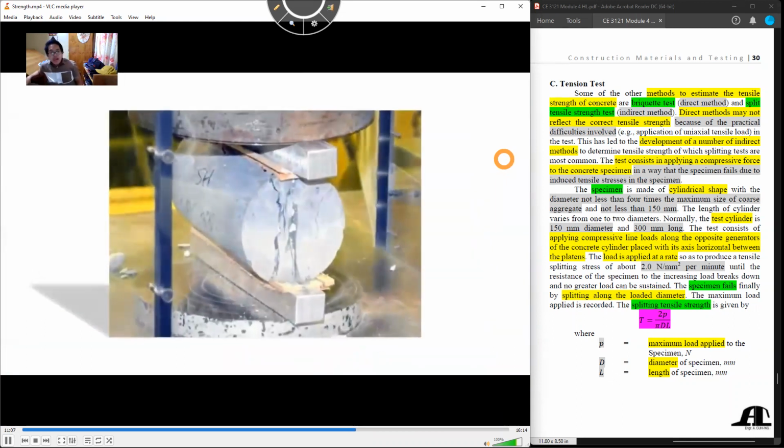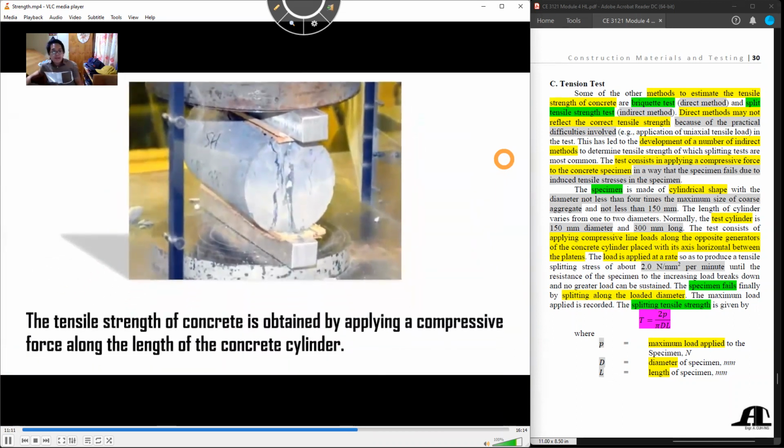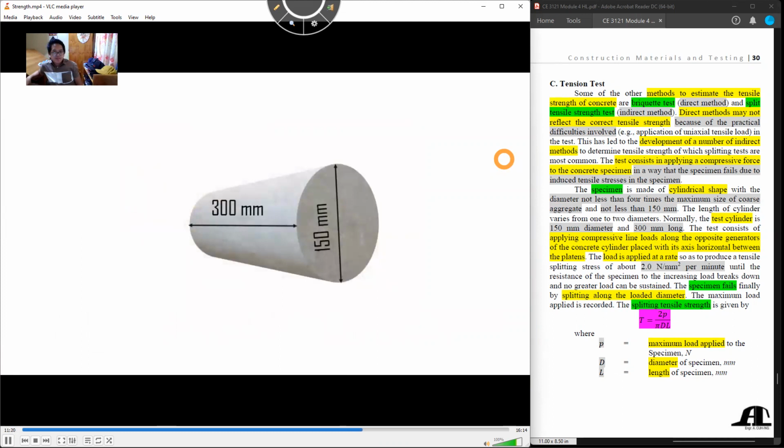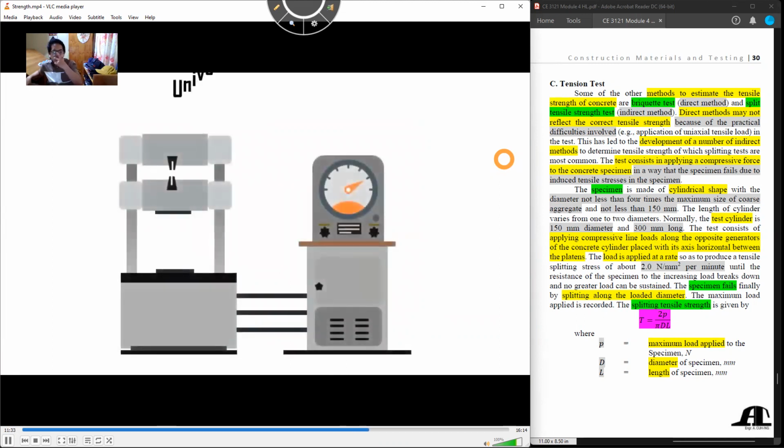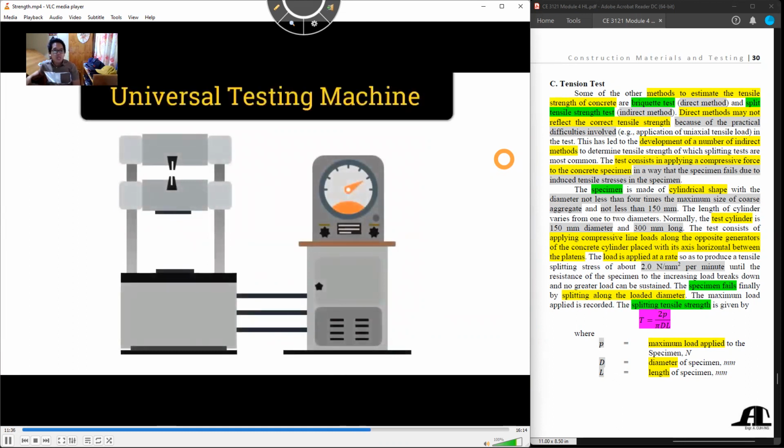In the split tensile strength test, the tensile strength of concrete is obtained by applying a compressive force along the length of the concrete cylinder. The specimen used for this method is cylindrical in shape, with dimensions of 150 mm in diameter and 300 mm in length. The instrument used for this method is the universal testing machine.